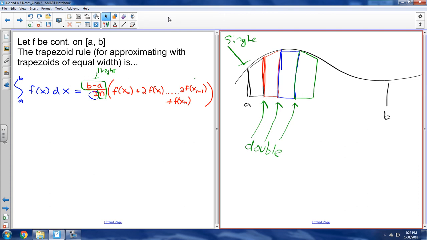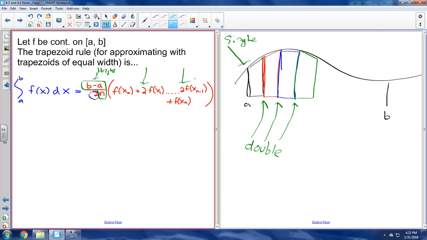So what's happening here is that you notice in the formula, you're doubling all the ones in the middle. And this is just talking about, you plug in the x value, you plug in the next x value. But you're doubling them all, but you're not going to double the first one or the last one. Okay? You're not going to double the first or the last term, because remember, they're singletons. They're by themselves, they don't share a side.